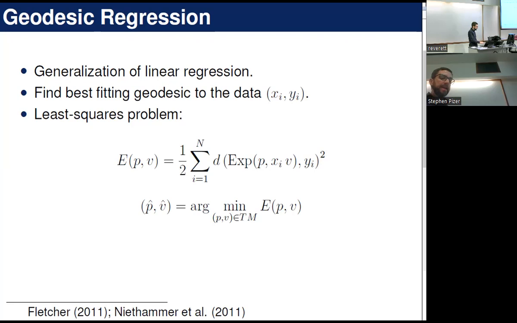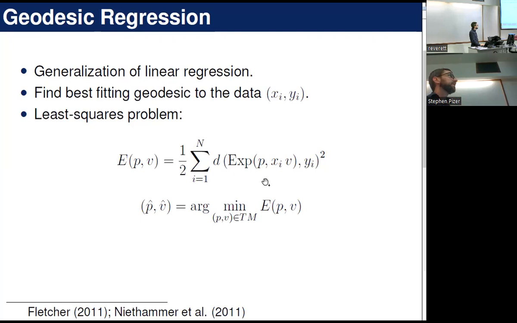Here's our data y_i on the manifold, and we're minimizing the sum of squared distances, but the thing we're minimizing distance to is not a point like the Fréchet mean that we're looking for. It's now this total geodesic in our regression, and we have to specifically match.